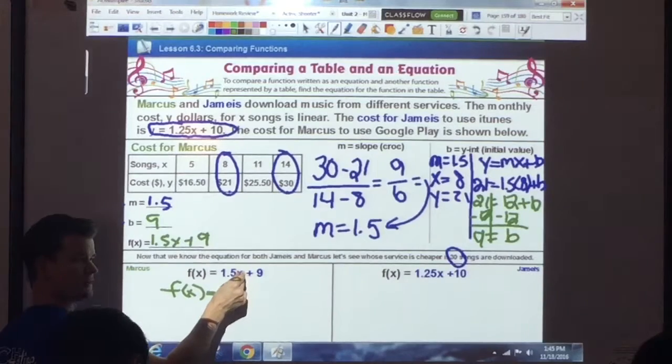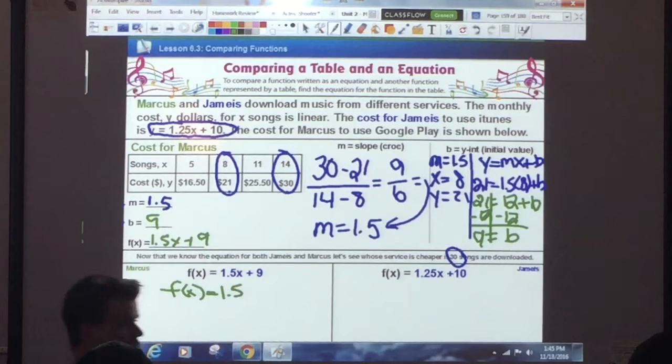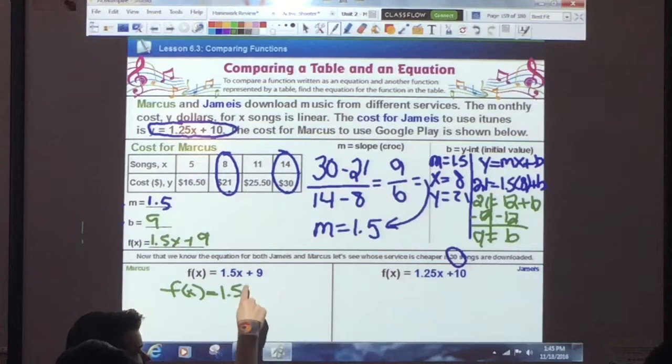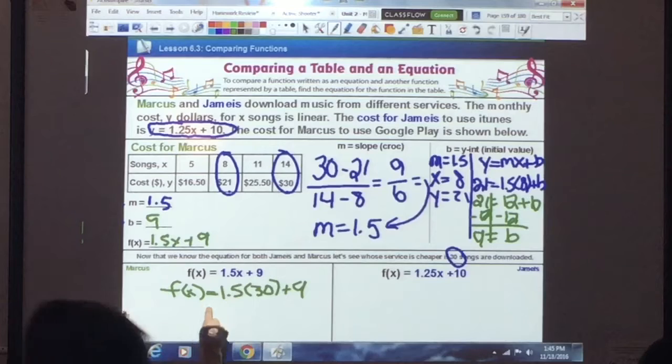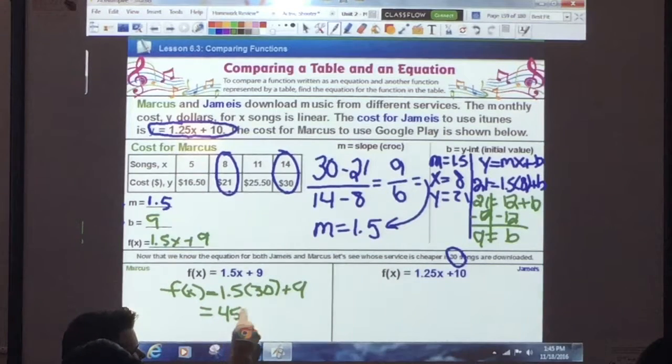We take the X, we remove it. What number do I put in its place? 30, because we want to know the cost for 30 songs. So 1.5 times 30 plus 9, I perform the multiplication, I get 45 plus 9, so 30 songs cost me $54 if my name is Marcus. Marcus, 30 songs, $54.